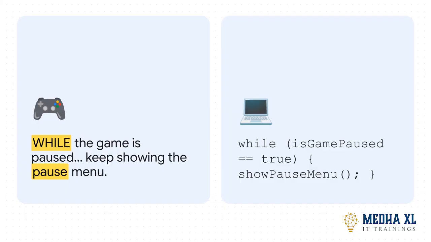A classic example is a video game's pause menu. The game has no idea if you're going to be paused for 2 seconds or for 20 minutes. So it just says, while the game is paused, keep showing that menu. As soon as you hit the resume button and isGamePaused flips to false, the loop breaks and you're back in the game. The one catch is you have to make sure that condition can eventually change or you'll accidentally create an infinite loop.